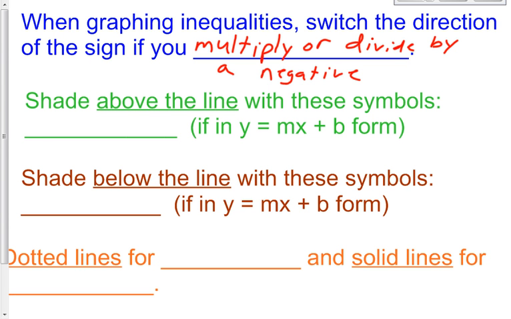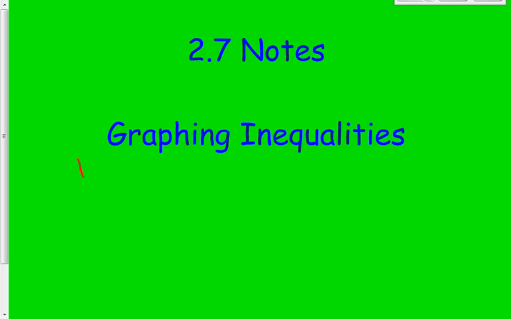So I probably should have covered this before I even started. An equality is like y equals mx plus b. Y equals 3x plus 4. And we can graph that. This is an equal sign. So an inequality is then y is greater than 3x plus 4, or y is less than 3x plus 4.